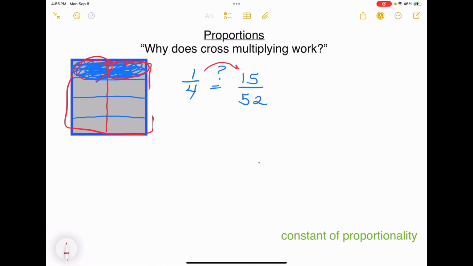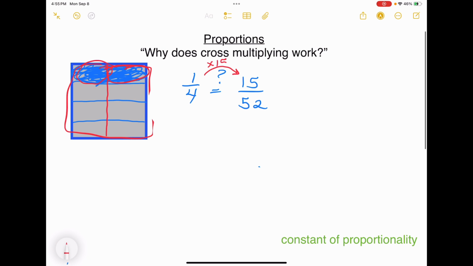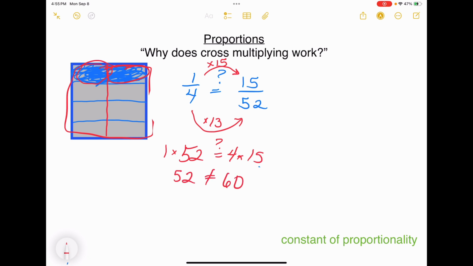First of all, the constant of proportionality. To get to 15, we would do 1 times 15. What about 52? I might have to check my calculator for that. It's actually 4 times 13. So because it's not the same number in the numerator and denominator, we know that's not going to be true, but let's look at multiplying it out. 1 times 52, does it equal 4 times 15? 52 does not equal 60.